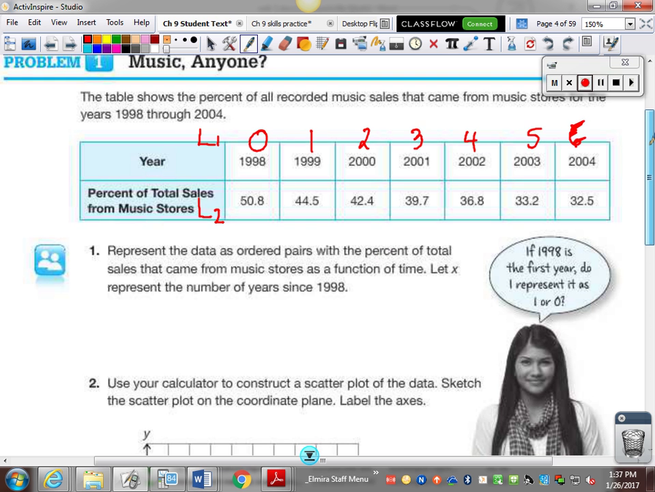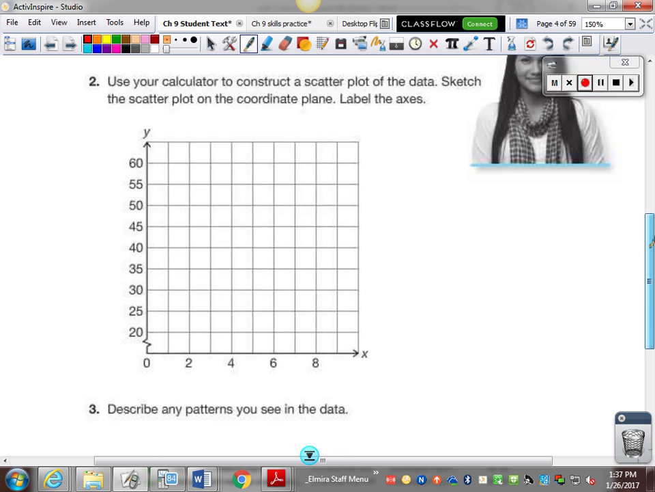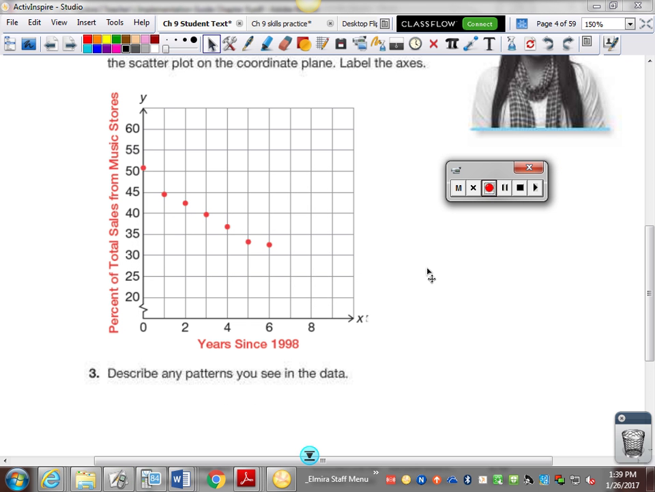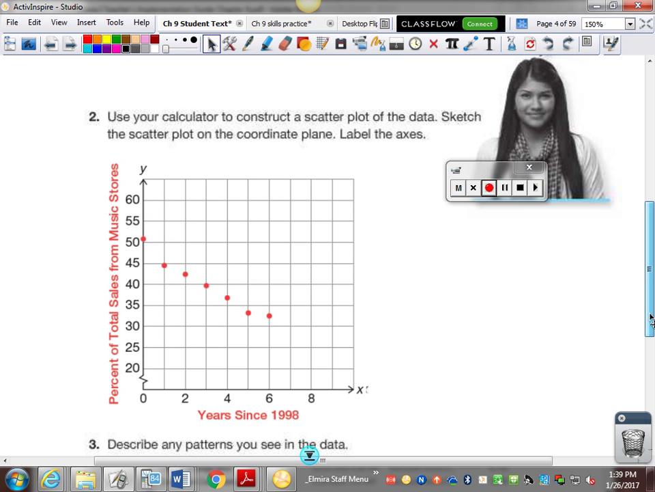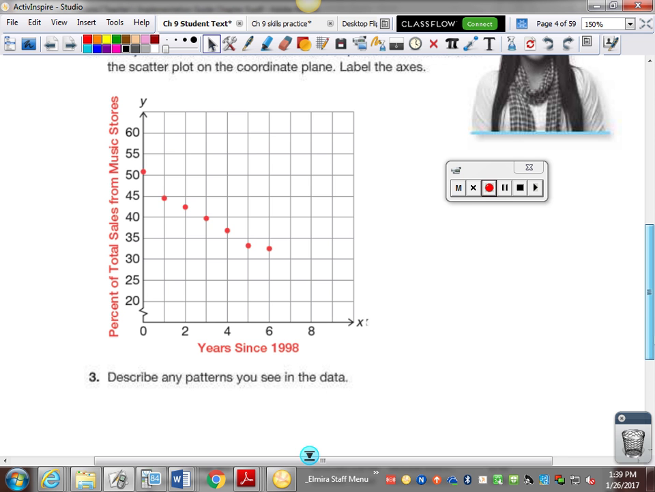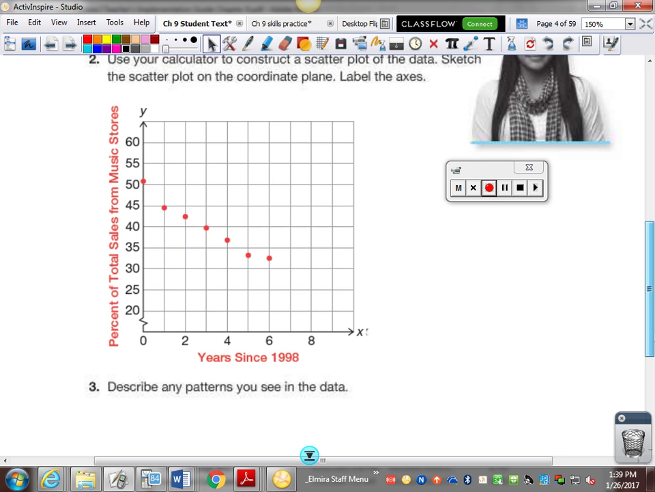We're going to put those values into the L1, and we'll put these values into L2. Once you do that, you're also going to plot these values on this scatter plot. And poof, there's the scatter plot done. It says use your calculator, but we're not going to do that right this minute.